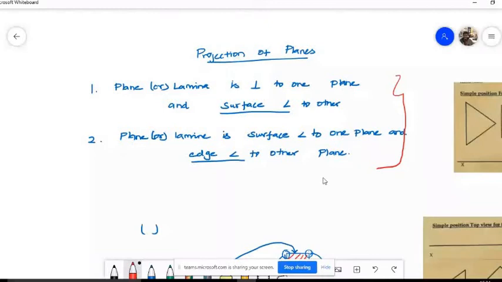So in this particular case, let's take the plane perpendicular to one plane as VP, and the surface inclined to the other plane as HP. In that case, in which view will you see the true shape? Can someone answer this?